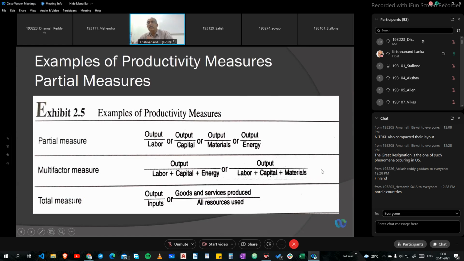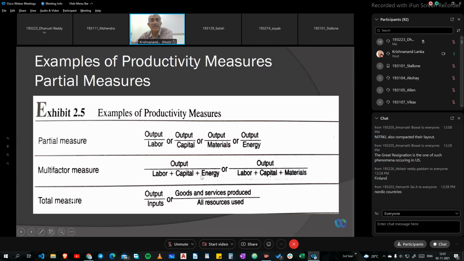For certain companies, materials are very costly. For certain others, energy is very costly. So naturally, you substitute materials with energy or vice versa, depending on which of these input resources are very costly for them, and they want to use those inputs very efficiently.